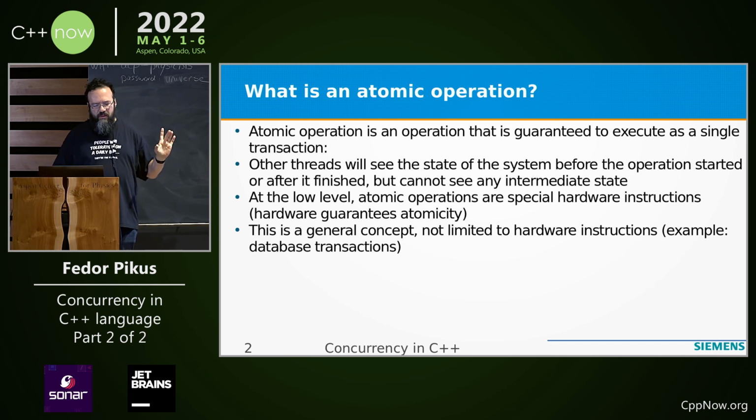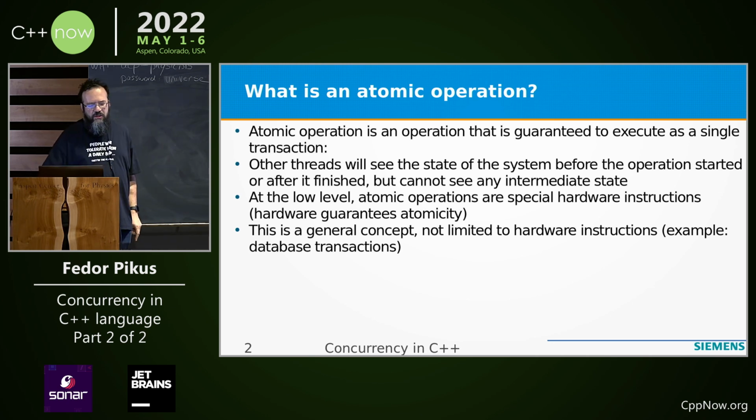So what I mean by that is if you're going to do, for example, i++ or ++i atomically, and it was 0, and you started to increment it, no other thread will see 0. And if some other thread sees 0, you won't see 0.